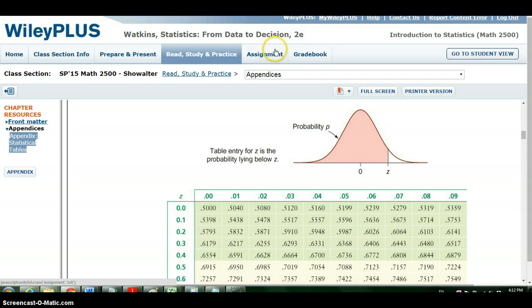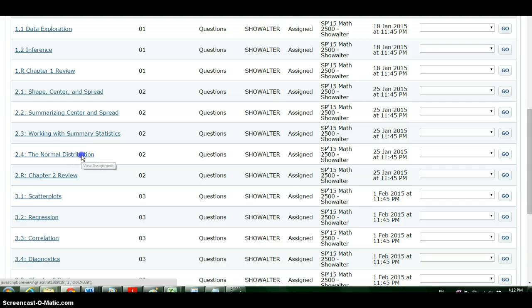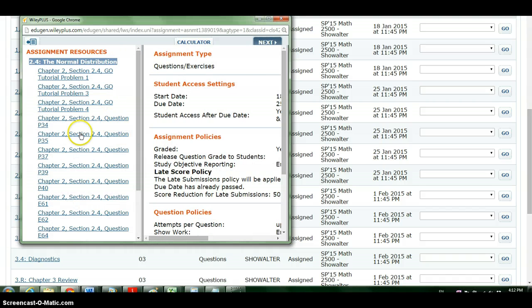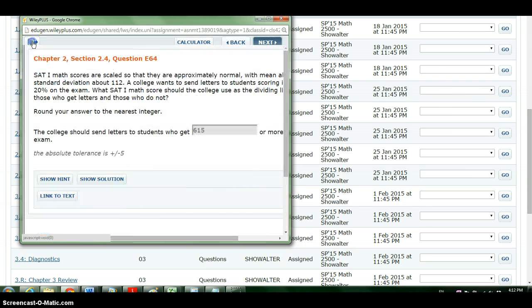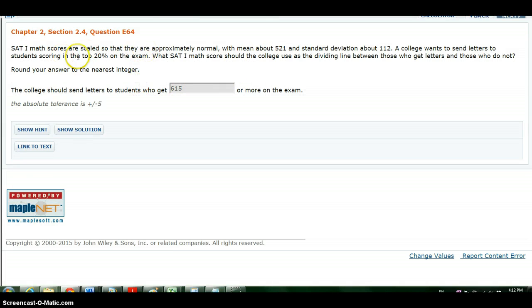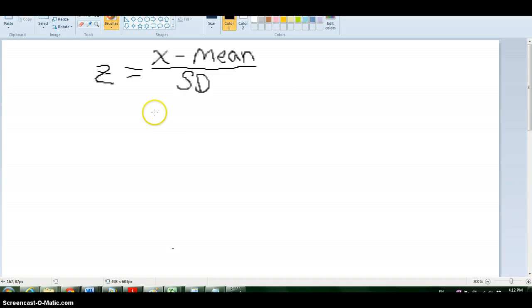So 0.84, and then we have to go back to our assignment here. And this is annoying, I realize. This is something that I've put in a complaint to Wiley about, but I doubt it'll be changed during this semester, so for now we have to live with it. So we know that we have a z-score of 0.84, and we have our mean, we have our standard deviation.